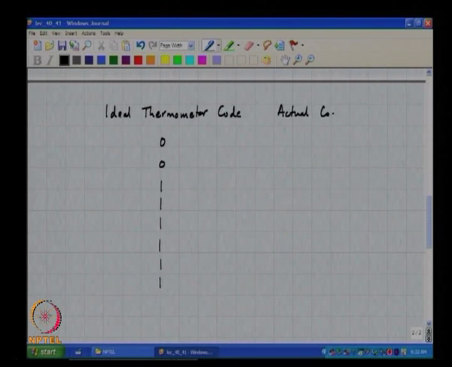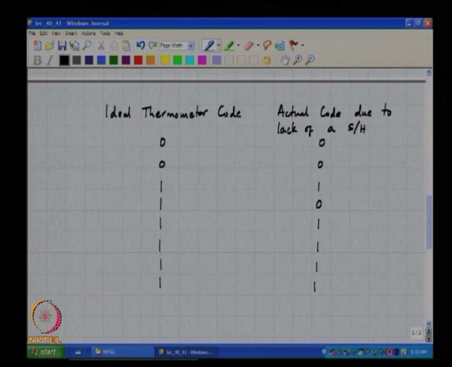Actual code, the lack of a sample and hold would perhaps look like this, simply because these comparators here are not looking at the same signal. You can always come up with a signal which will give you this kind of thermometer output, simply because all the comparators are not digitizing the same input, and this is happening because of two things.